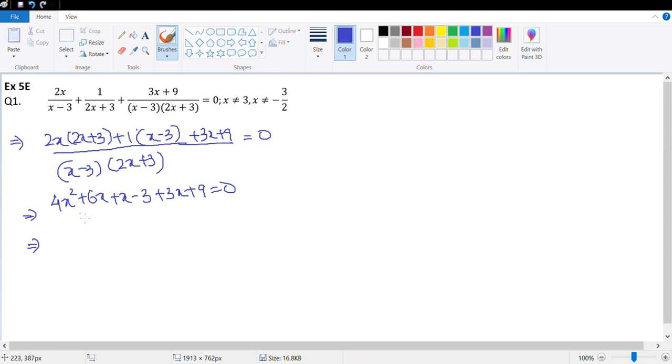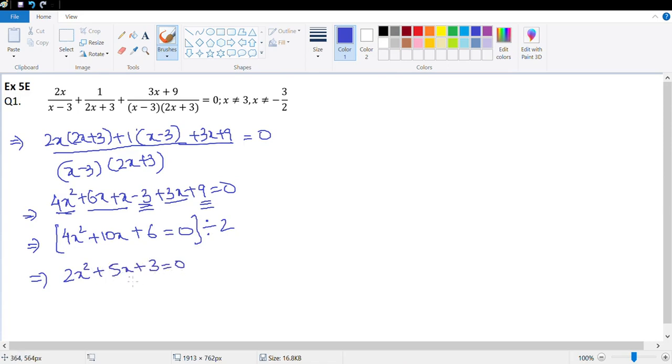Now let's combine things together. So this is 4x squared plus 6x plus x plus 3x. That's 7 plus 3, 10. So that's plus 10x. And this is negative 3 plus 6 or plus 9. That will be plus 6. So we have 4x squared plus 10x plus 6 is equal to 0. I notice that 2 is common. So let's divide all elements by 2. And what we are left with is 2x squared plus 5x plus 3 is equal to 0.